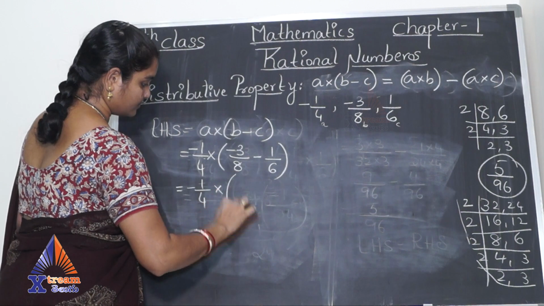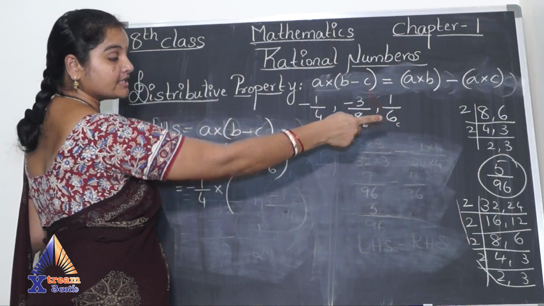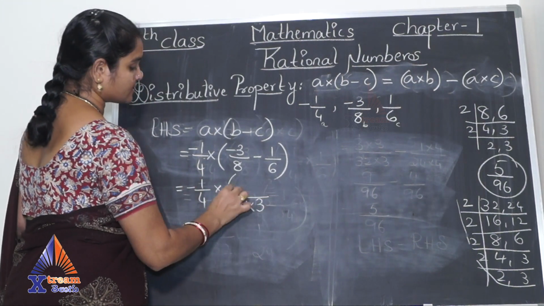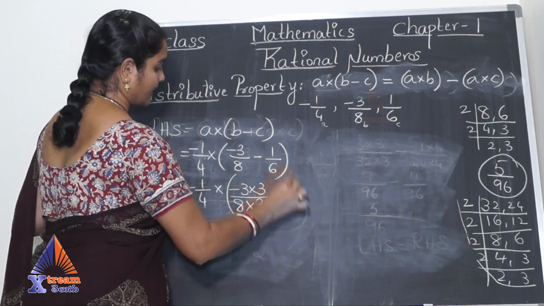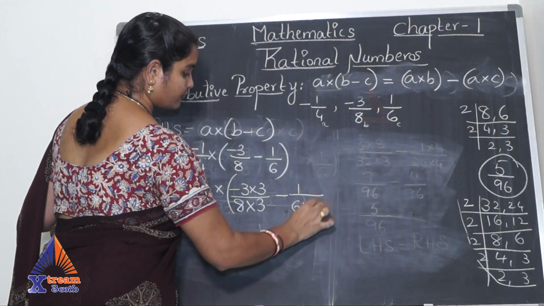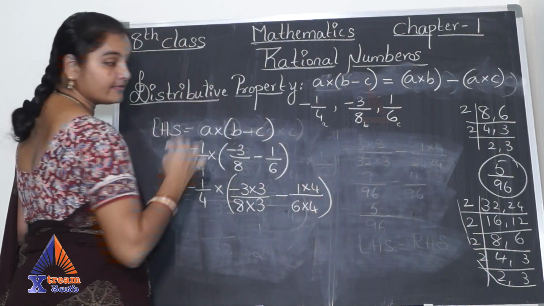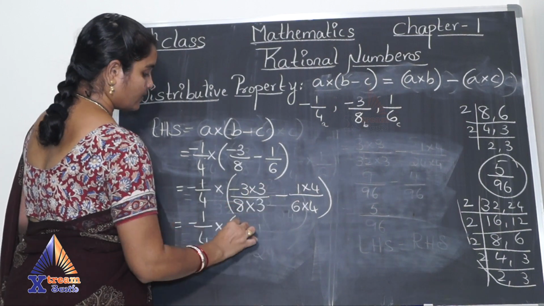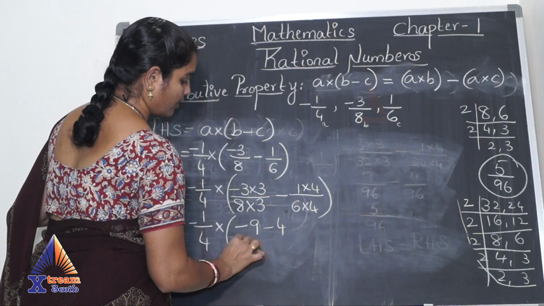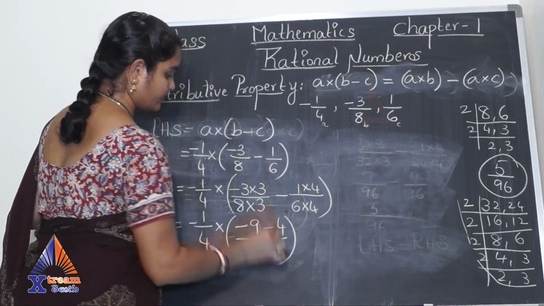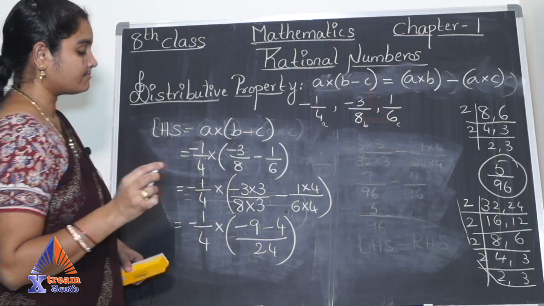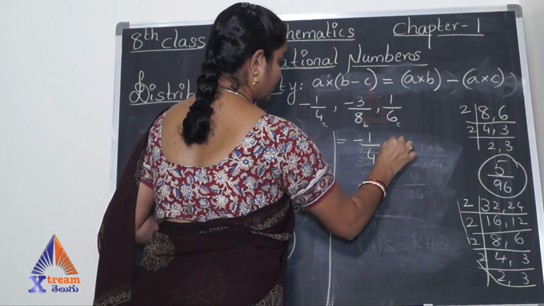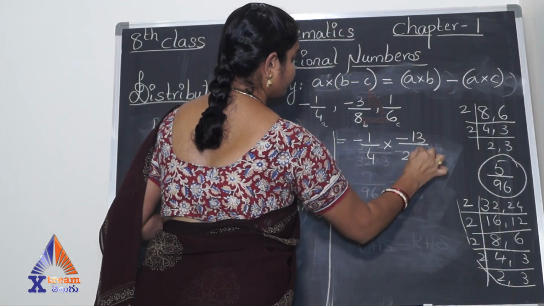Minus 1 by 4 into 8 and 6. Already we have done LCM for 8 and 6. We got it as 24. So 8 becomes 24 when you multiply it with 3. So minus 3 into 3 minus 6 becomes 24 with 4. So this is how we get it. Minus 1 by 4 into, we get minus 9 minus 4 by 24. So minus 9 minus 4 becomes minus 13. So we get it as minus 1 by 4 into minus 13 by 24.